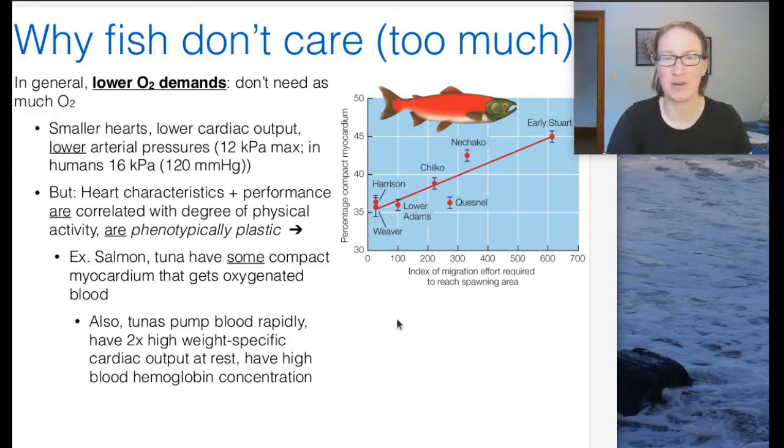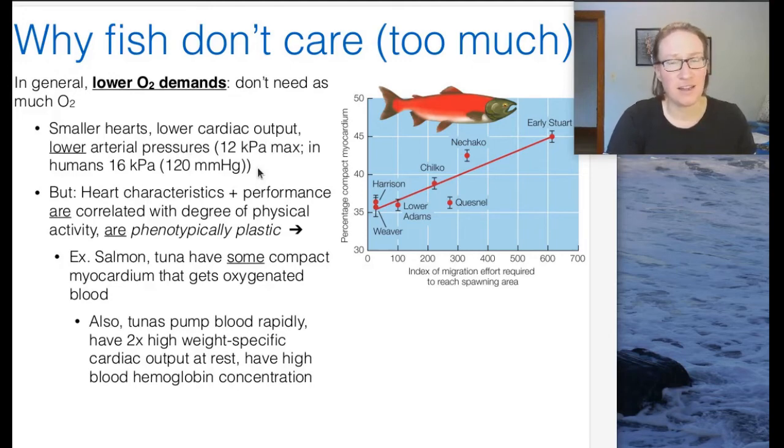They have lower metabolic rates. We'll see a lot more about this fairly soon. So they don't really need as much oxygen. That means they can get away with smaller hearts, so much lower cardiac output, and generally lower arterial pressures. So the maximal pressure you could ever observe in a fish artery is going to be about 12 kilopascals. And that contrasts to human arterial pressures, 16 kilopascals is roughly equivalent to 120 millimeters of mercury. That's pretty high for humans. But again, this is the maximum that a fish heart could ever sustain.